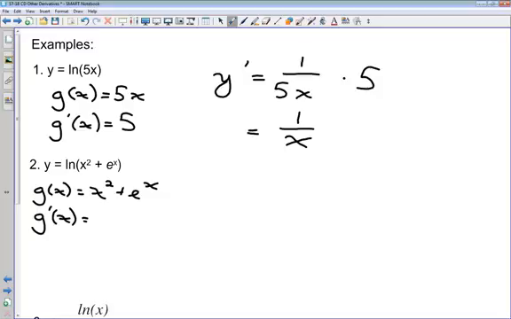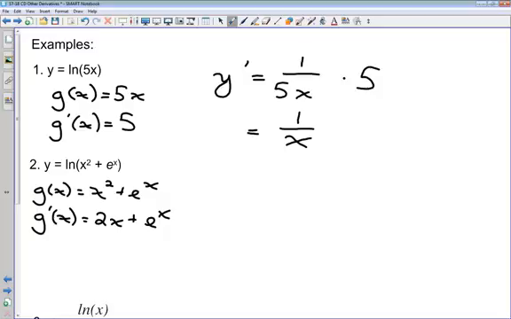First one is just x squared, so we know the derivative of x squared is just 2x plus, second function is e to the x. We know the derivative of e to the x is just e to the x. So 2x plus e to the x is the derivative of that inner function.